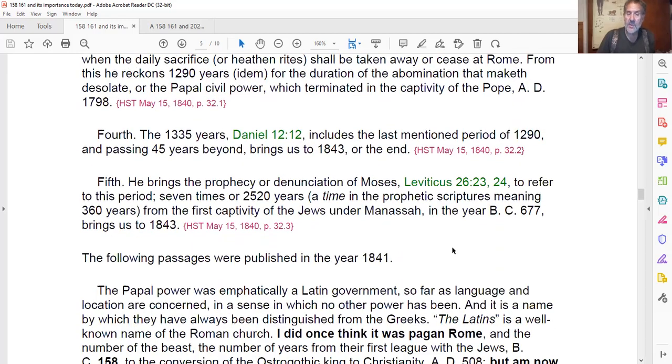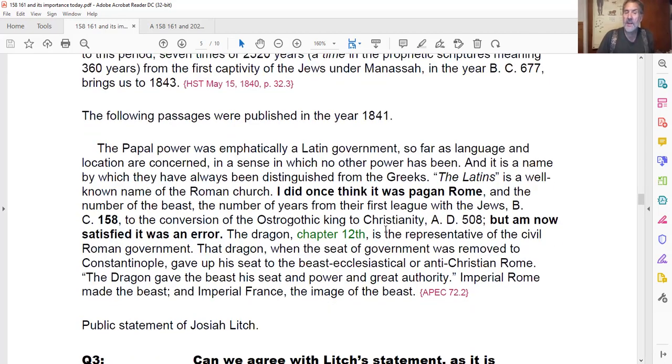And I'm going to continue going down. The following passage was presented in 1841. The papal power was emphatically a Latin government, so far as language and location are concerned, in a sense in which no other power has been. And it is a name by which they have always been distinguished from the Greeks. The Latins is a well-known name of the Roman Church.